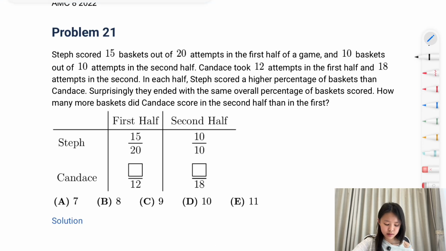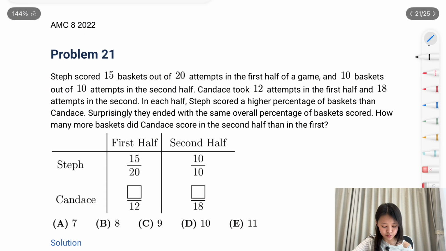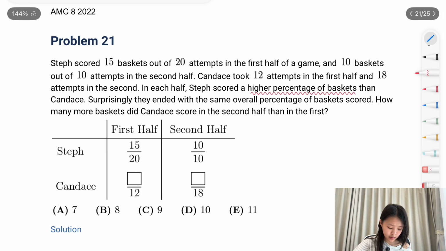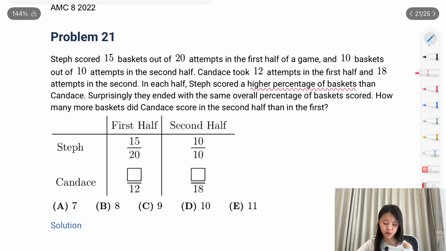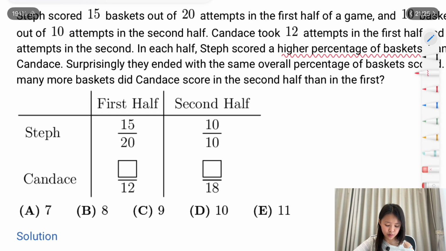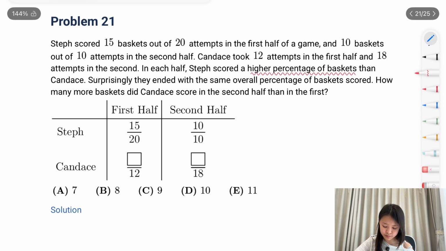Problem 21. Steph scored 15 baskets out of 20 attempts in the first half of the game, and 10 baskets out of 10 attempts in the second half. Candace took 12 attempts in the first half and 18 attempts in the second half. In each half, Steph scored a higher percentage of baskets than Candace. Surprisingly, they ended with the same overall percentage of baskets scored. How many more baskets did Candace score in the second half than in the first?